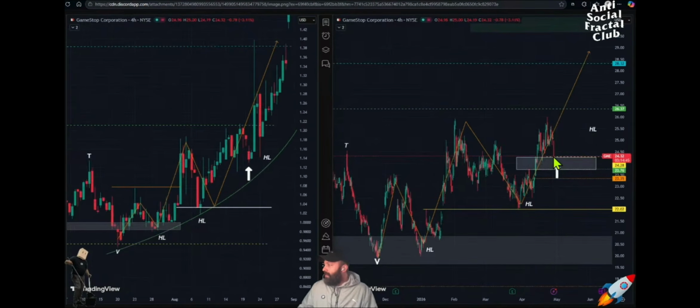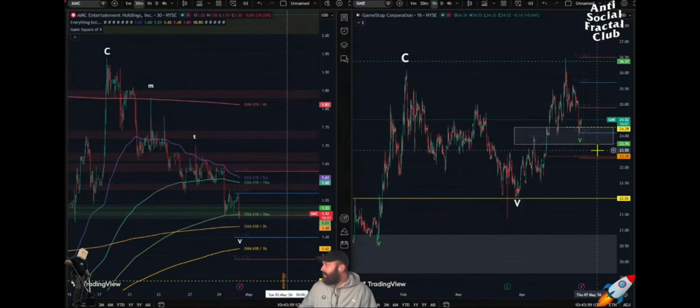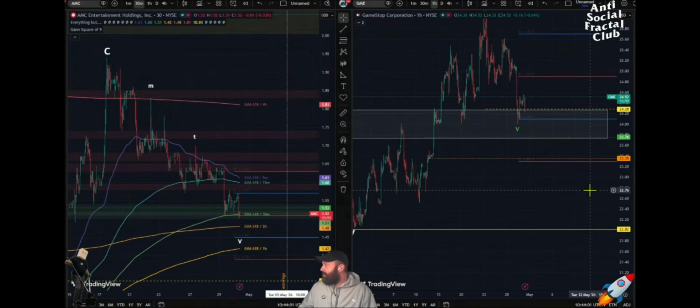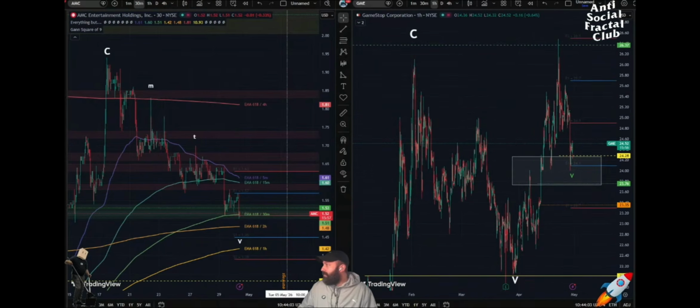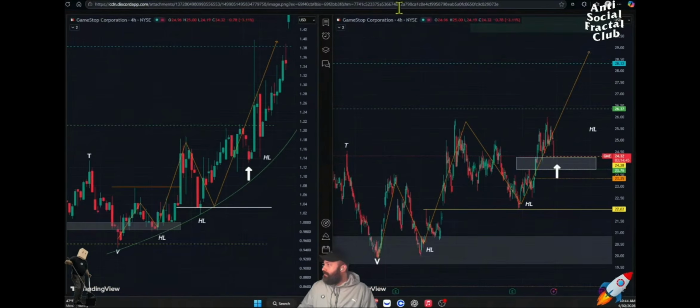Here it is updated, obviously with the pullback that we got yesterday. We are staying above 24.28 and still above 23.76, correct? Yes, we are still staying above those levels. That's the macro position of this.